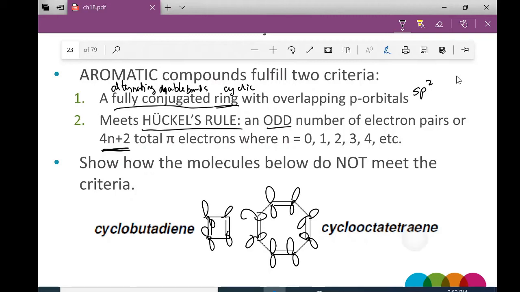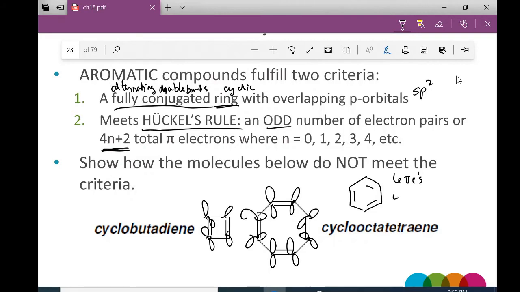Okay, so let's look at benzene again, of course, because that's our standard for aromaticity. How many pi electrons does it have? It has 6 pi electrons, because remember there's 2 in each bond. That's 2, 4, 6. So does that meet the 4n plus 2 rule?